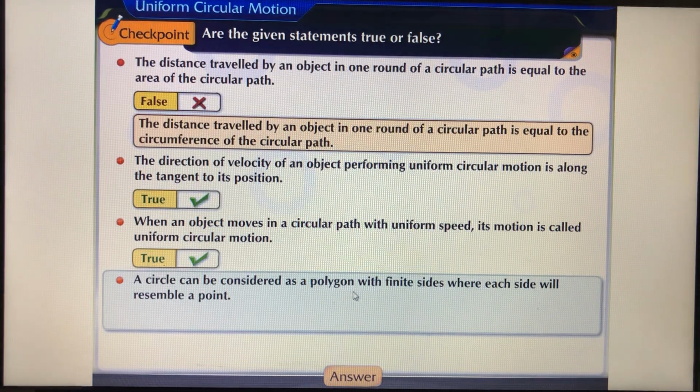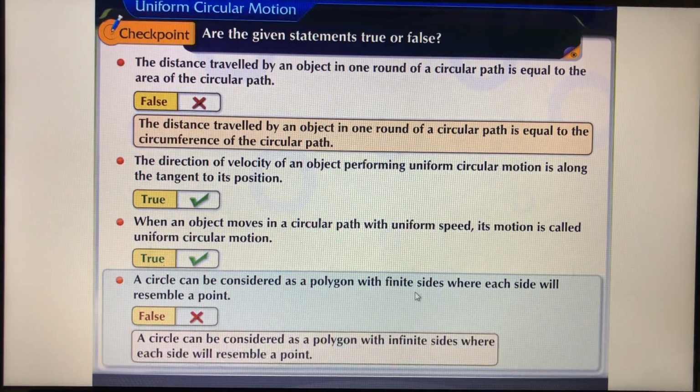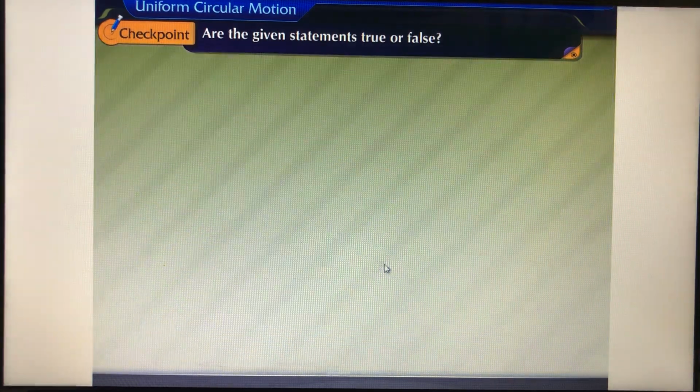Read the question again. Here circle can be considered as a polygon. Polygon means so many sides are there with finite sides. See, the word is finite side, where each side will resemble a point. That is 100% wrong because we require infinite sides.